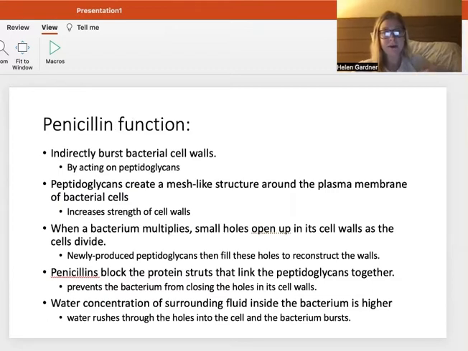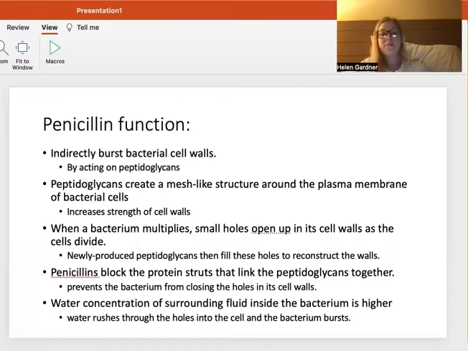This is a little bit about how they function. Drugs in the penicillin class work by indirectly bursting bacterial cell walls. They do this by acting directly on peptidoglycans, and peptidoglycans create a mesh-like structure around the plasma membrane of bacterial cells, which increases the strength of the cell walls and prevents external fluids and particles from entering the cell.